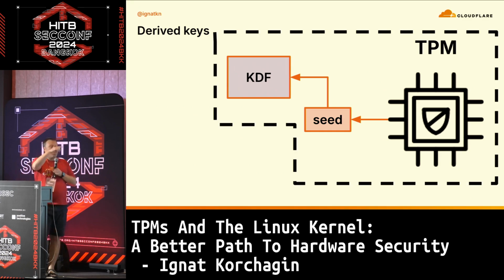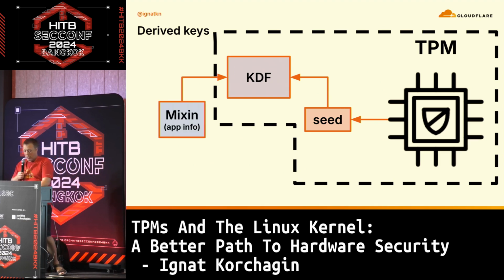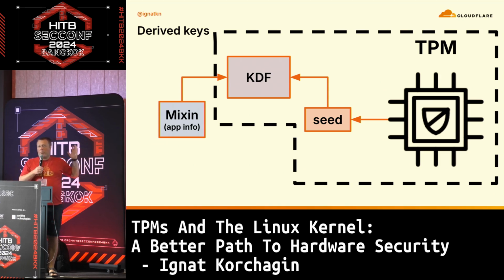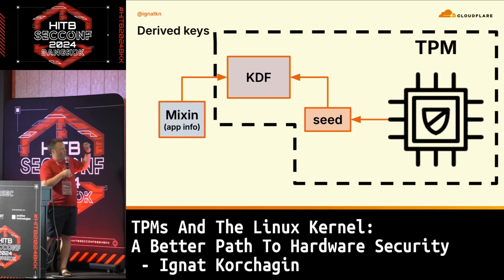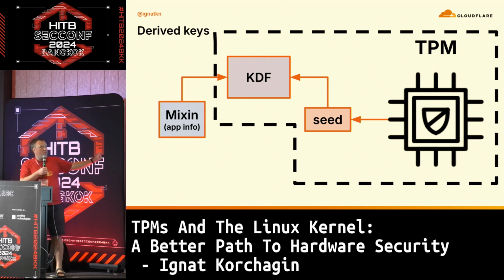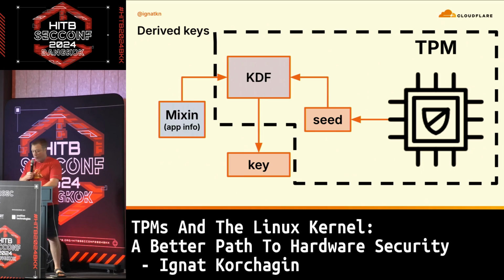So all this is part of the TPM. You can expect a TPM to have a seed and a KDF function. So what we can do here, we can actually provide some application-specific info, and by the way, that seed can never be extracted from the TPM. But we can provide application-specific info to that KDF function, and the KDF function will use the seed and our application-specific info to generate a unique key for us.